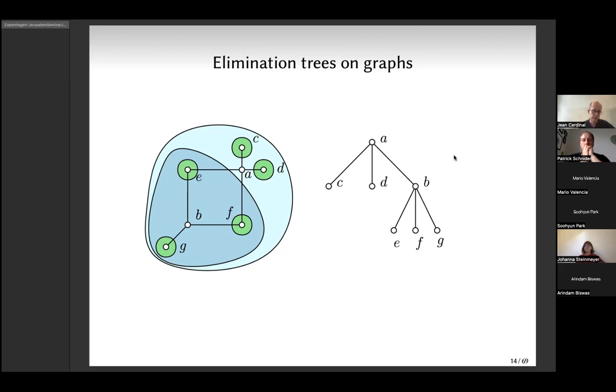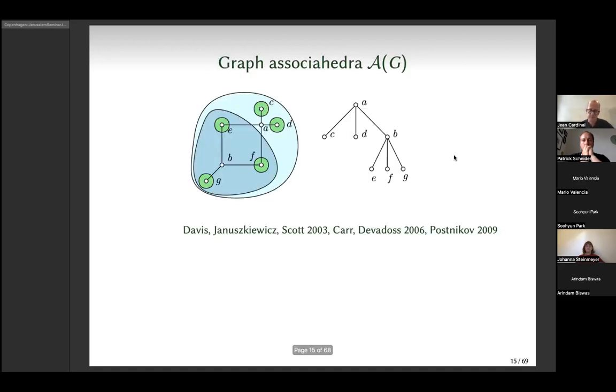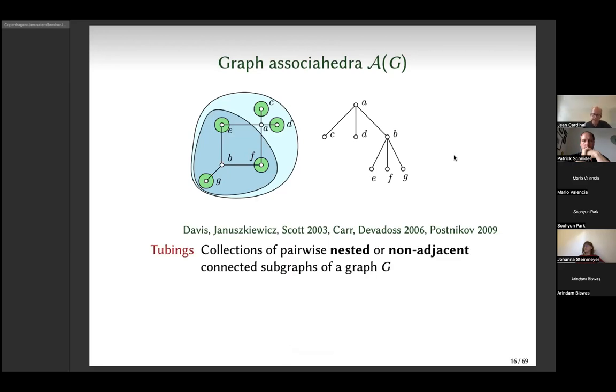And so why do we do that? What does it mean? What does it capture? It's been defined by several people in many different contexts and different ways. This gives rise to a generalization of the associahedra. So look at the subtrees that I've circled there. This collection of subsets of the vertices, they each induce a connected subgraph because they're connected components at every step.